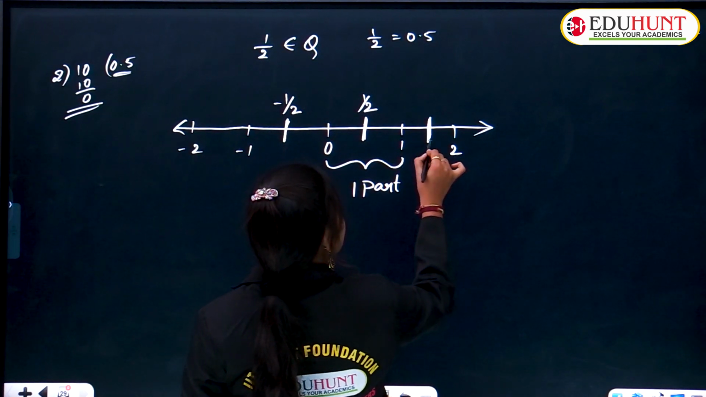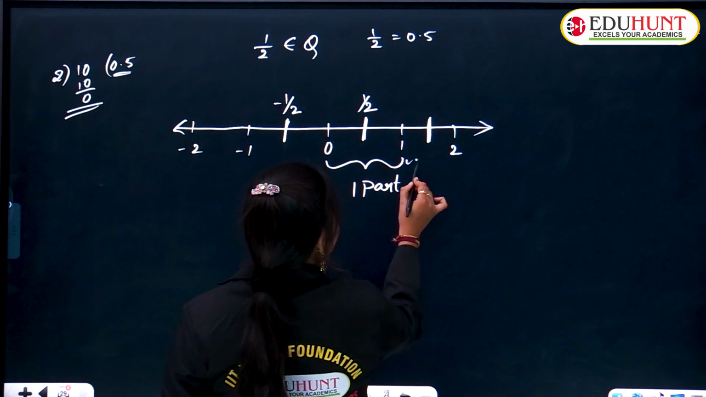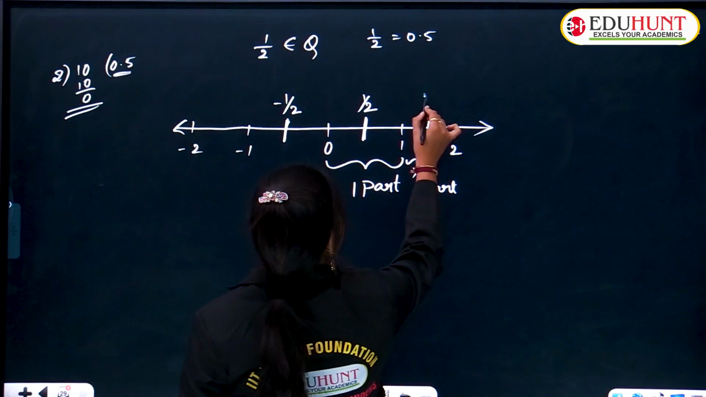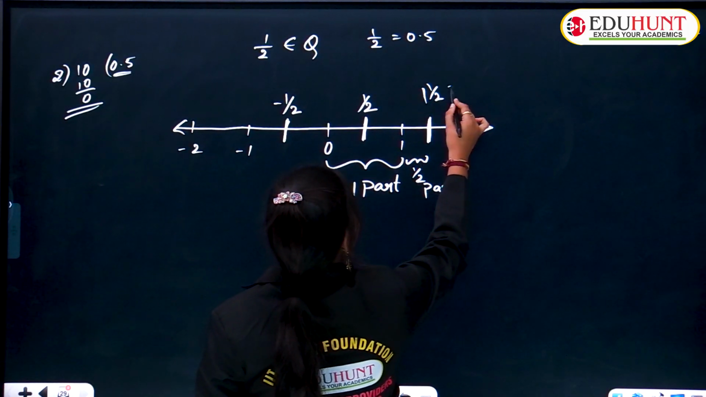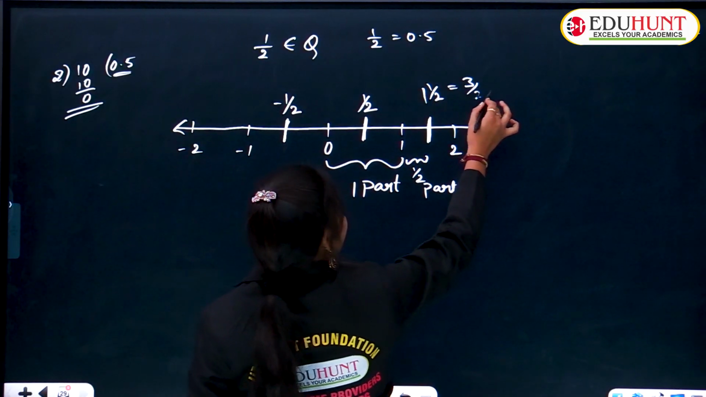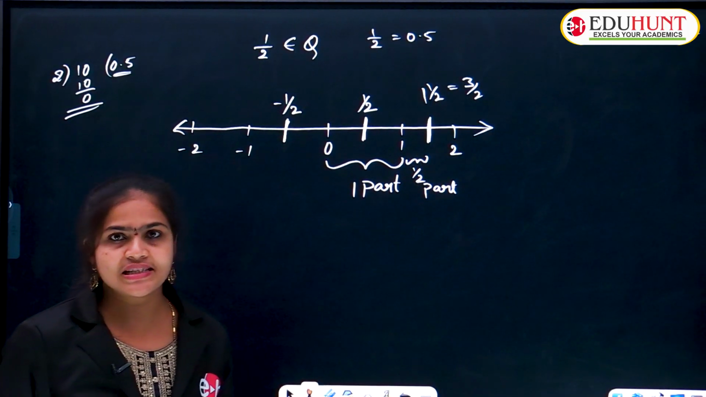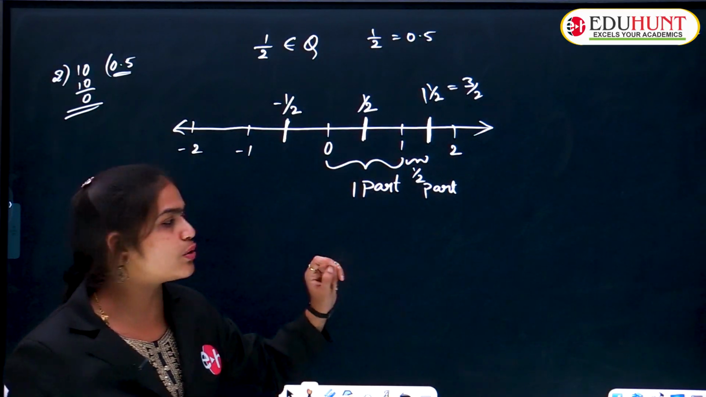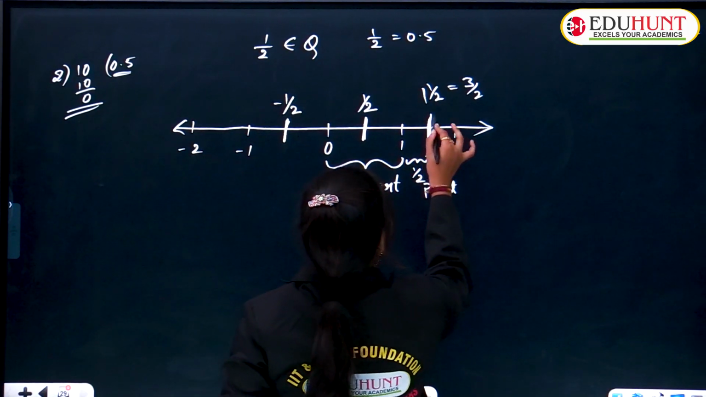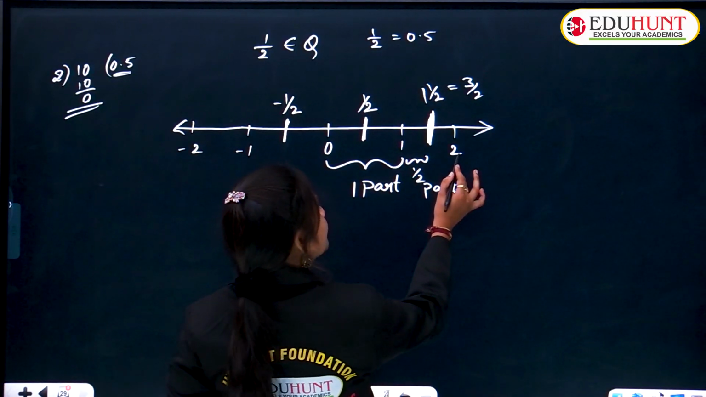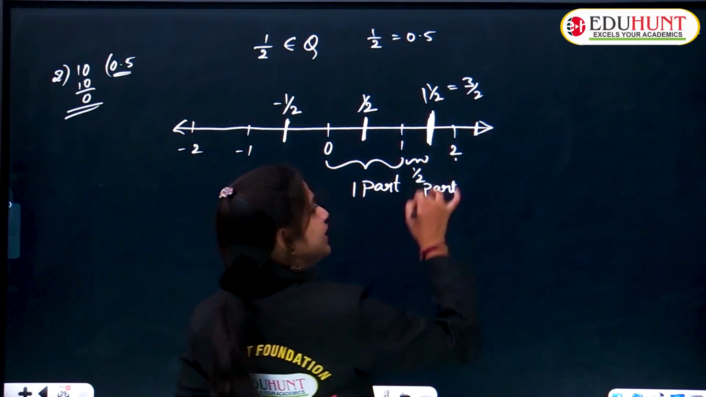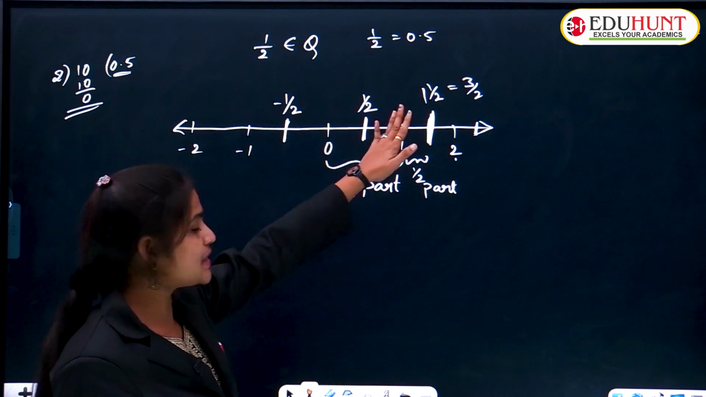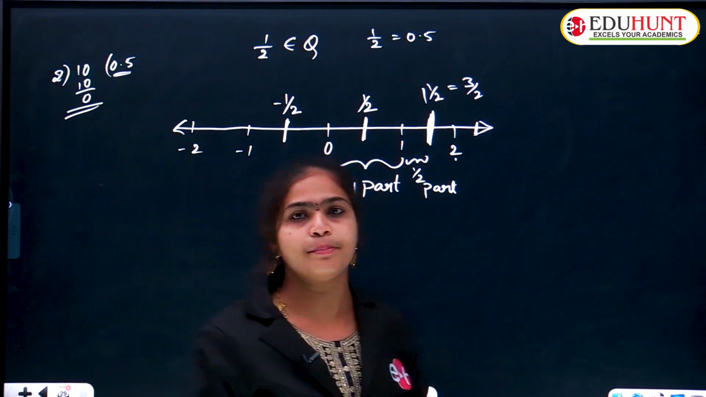Up to here is 1 part, and this is 1 part plus a half part. 1 plus half is equal to 1 and a half. We can write this as 3 by 2. We will discuss this in types of fractions; I will tell you how to convert it at that time. Now this is 1 and a half parts, and up to here 2 parts, and this is 2 and a half parts. In this manner we can represent rational numbers on a number line.